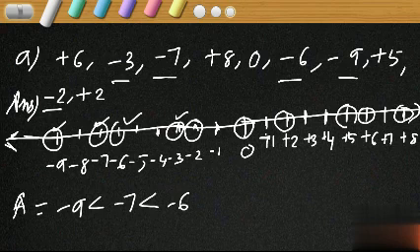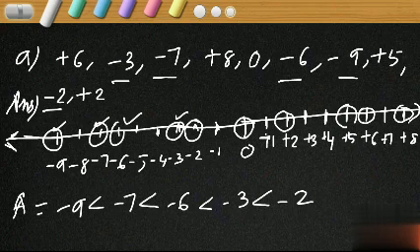Next, do we need to mark -5 here? No. Why? It is not among the given numbers. It is not given in the question. So no need to write, we need not write -5. After -6 we have, yes, less than -3. Then comes our -2. Then, do we need to mark -1? No, it is not in the question.